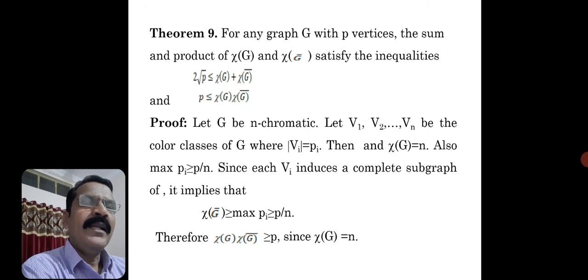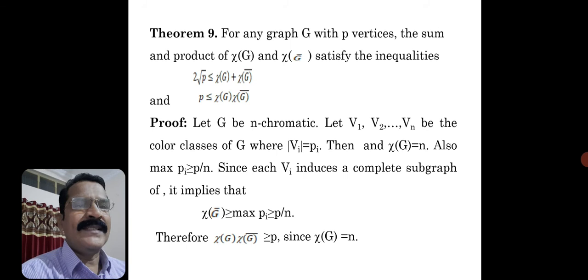Okay, then the chromatic number of graph G is n, that already we have considered. Also, the maximum of Pi, the number of vertices in one of these sets, is always greater than or equal to P by n. Since each Vi induces a complete subgraph of G, it implies the chromatic number of G bar is always greater than or equal to the maximum of Pi, which is greater than or equal to P by n.